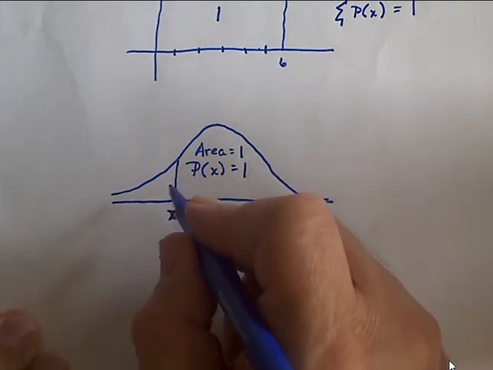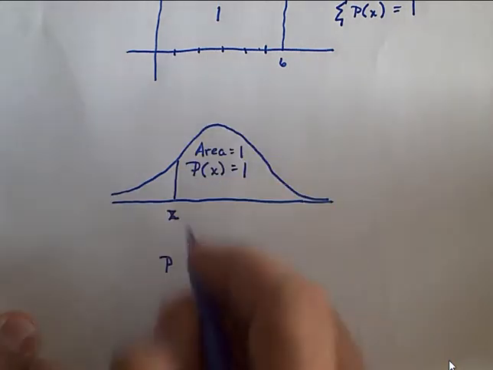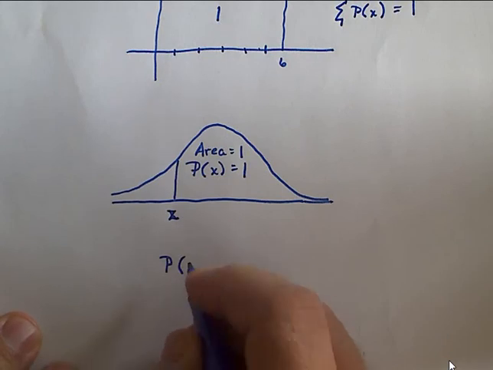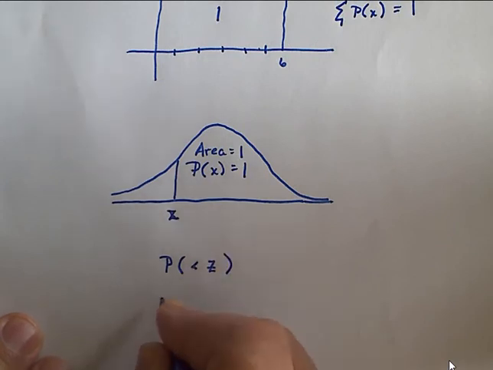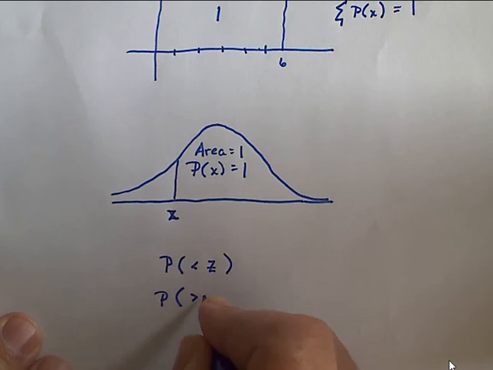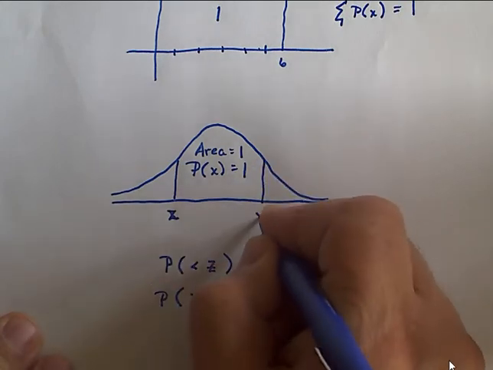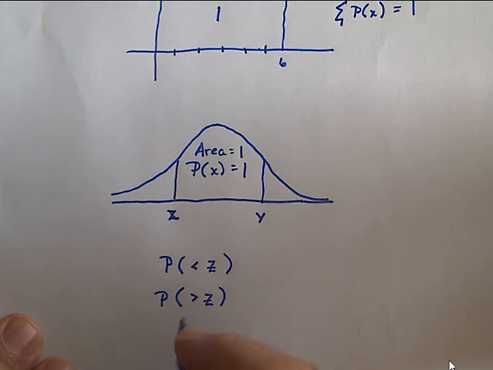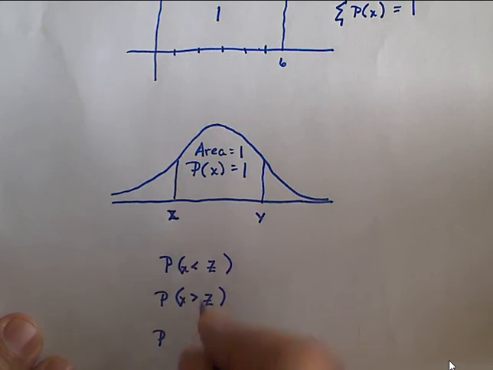Now because it's on the left side here, it's negative, but what we're going to look at is find the probability of less than z. Find the probability greater than z. And if I have another value over here, let's call this y. I probably should use that x is less than z, that x is greater than z, that x is between z and y.